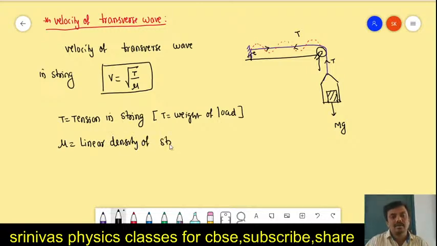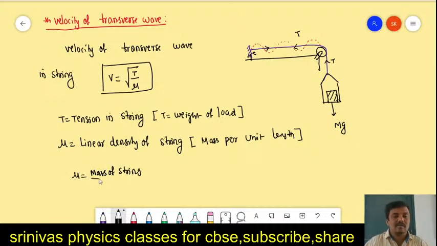What is linear density? Linear density means mass per unit length. Mass per unit length is called linear density. Linear density means mass of string by length of string. That is the linear density.